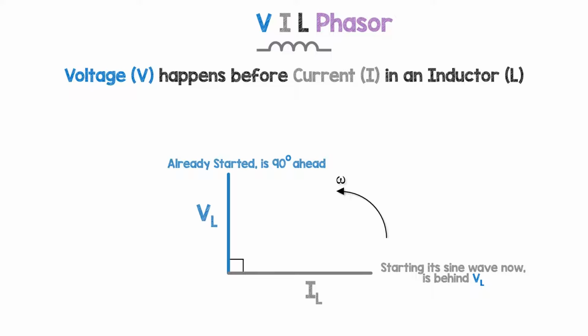This means the inductor voltage sine wave is at its positive peak or maximum value when the inductor current crosses the x-axis and begins to increase from its starting value of 0 amps. Let's use an analogy to help remember this.